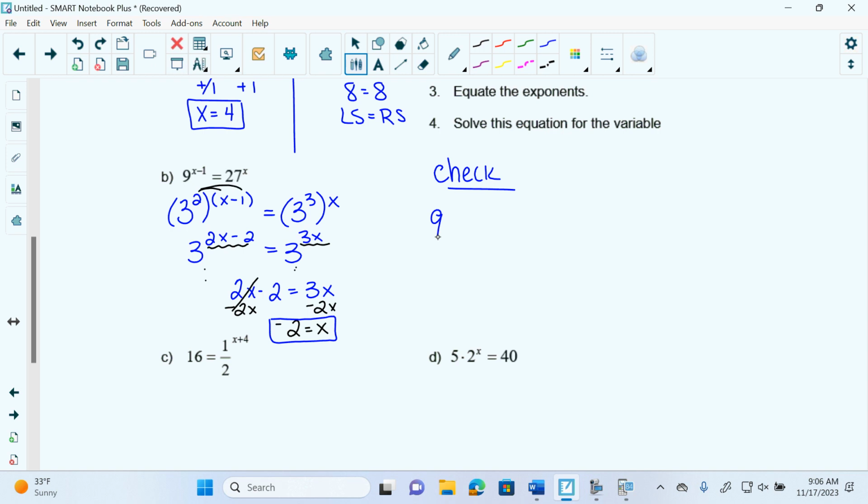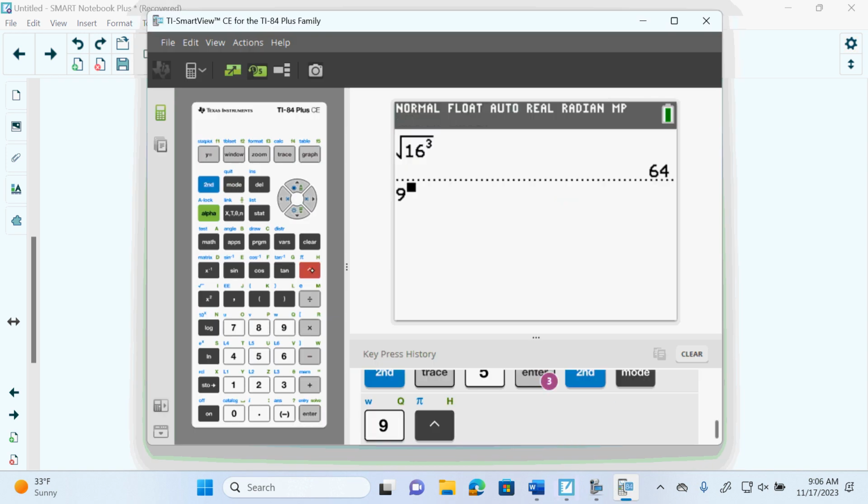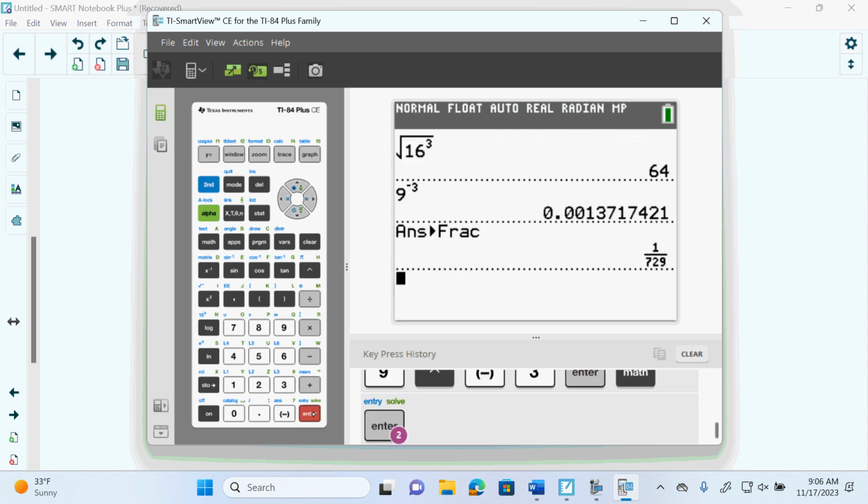So I'm going to get 9 to the negative 2 minus 1 equals 27 to the negative 2. So this is 9 to the negative 3 equals 27 to the negative 2. Come on, calculator. So I get 9 to the negative 3. 729. 9 to the 3 is 729. So 9 to the negative 3 is 1 over 729. Because if I go math, enter, enter, that's what it is.